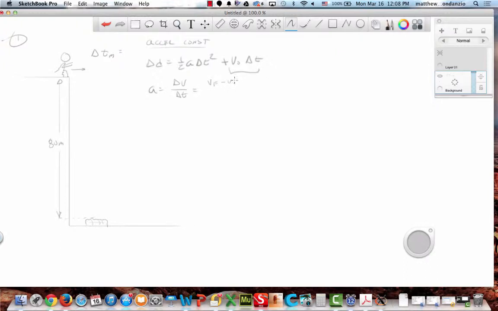V final minus V initial over delta time. Everyone with me? This is important because if I ask you the final velocity, you need to know that, right? And we'll do that in the next problem. Okay. So what I'm asking you is the delta time, right?